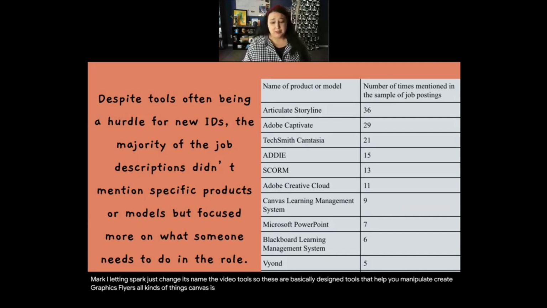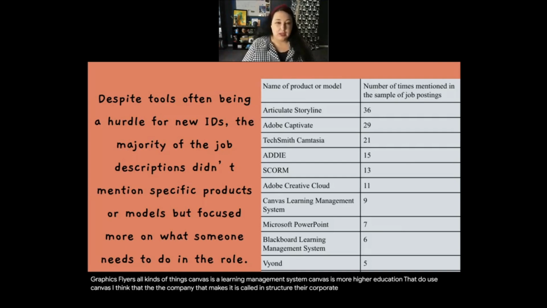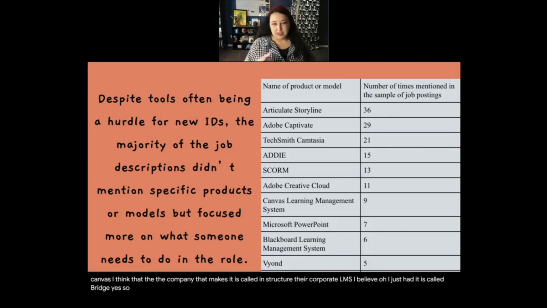Canvas is a learning management system. Canvas is more higher education. I don't know too many corporate places that use Canvas. I think the company that makes it is called Instructure. Their corporate LMS, I believe, I just had it. It's called Bridge. Yes. So if you see that, that's the same company.